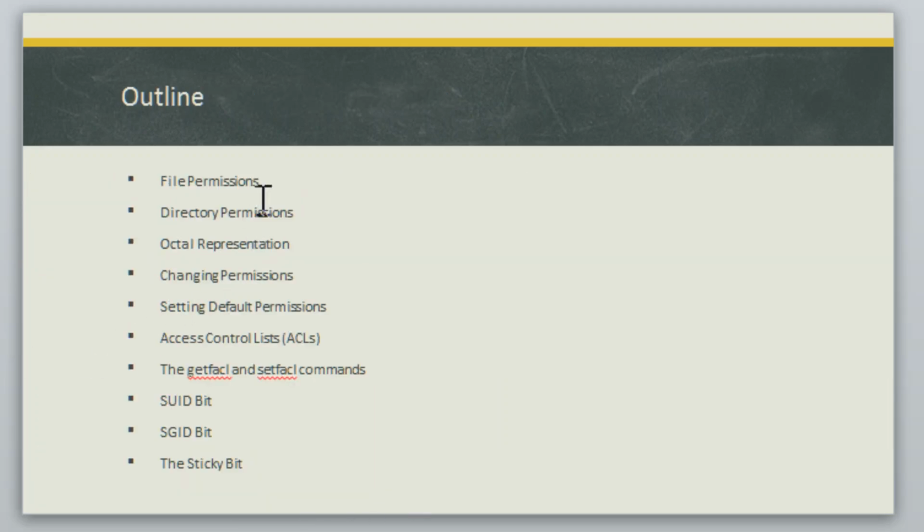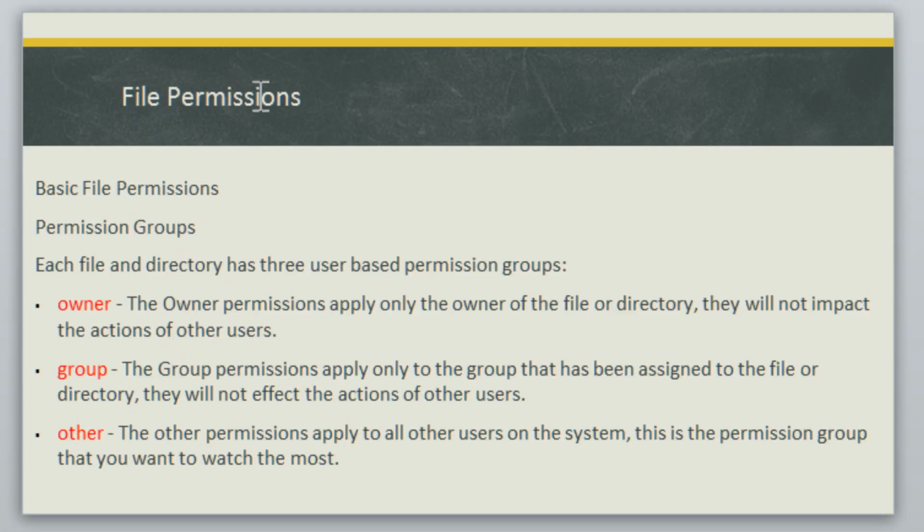Today, we're going to be going over file permissions, directory permissions, octal representation, changing permissions, setting default permissions, access control lists, the getfacl and setfacl commands, the SUID bit, the SGID bit, and the sticky bit. Let's go ahead and start with file permissions here and some basic file permissions and permission groups.